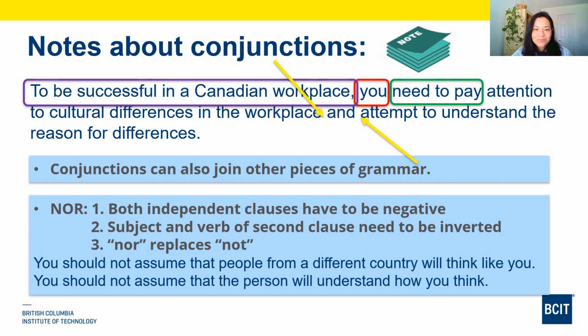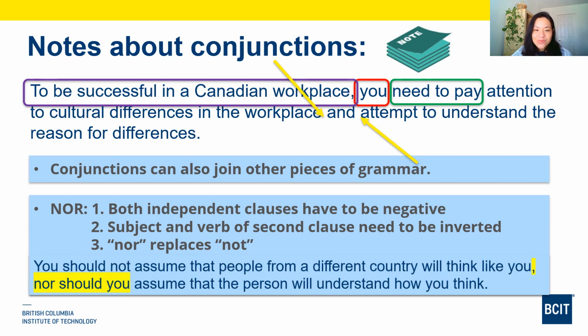Here is an example. You should not assume that people from a different country will think like you. You should not assume that the person will understand how you think. Joining these two clauses together would result in this sentence. You should not assume that people from a different country will think like you, nor should you assume that the person will understand how you think.